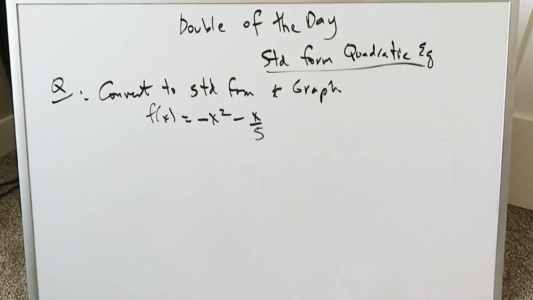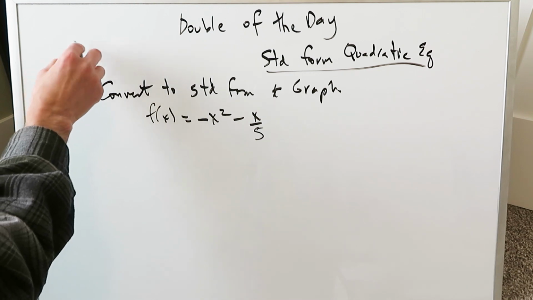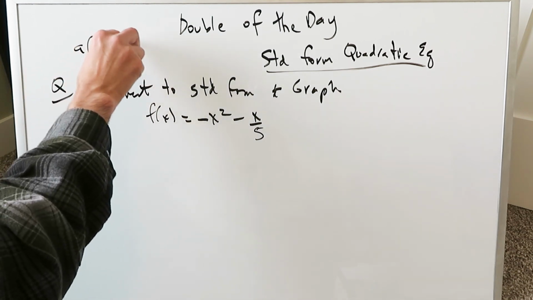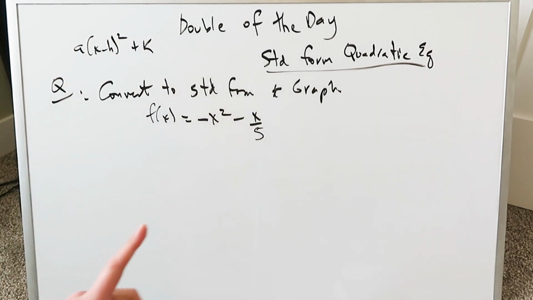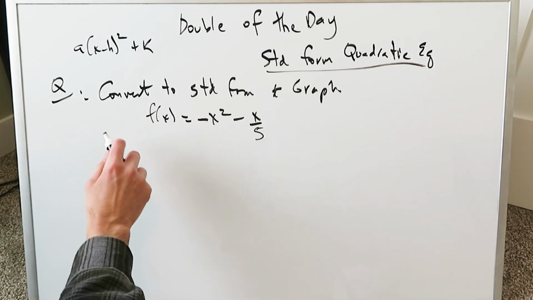We can let this be our second question. We have minus x squared minus x over 5 and convert this into the standard form. You know the standard form is this: a(x minus h) whole squared plus k. It's not hard, but we will do it. Isolate the minus and bring it out.